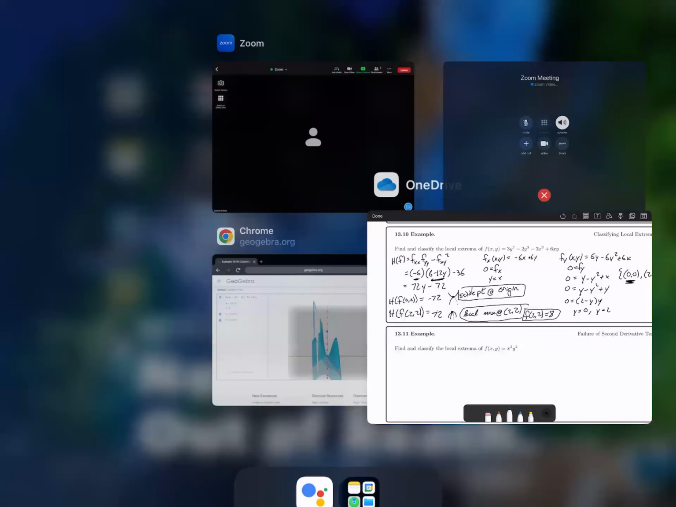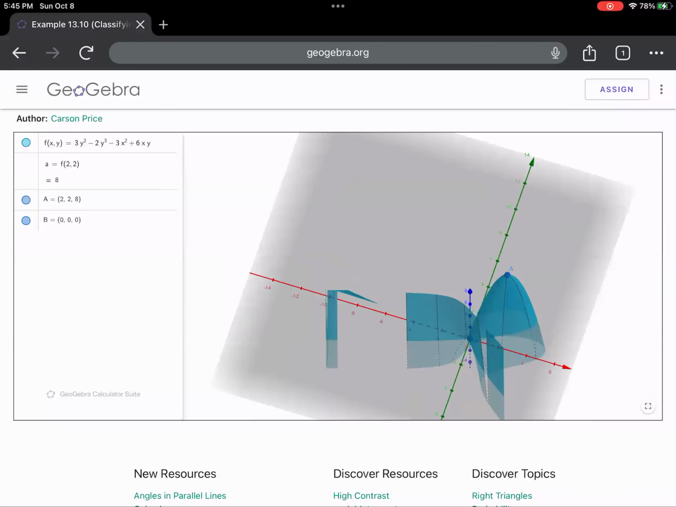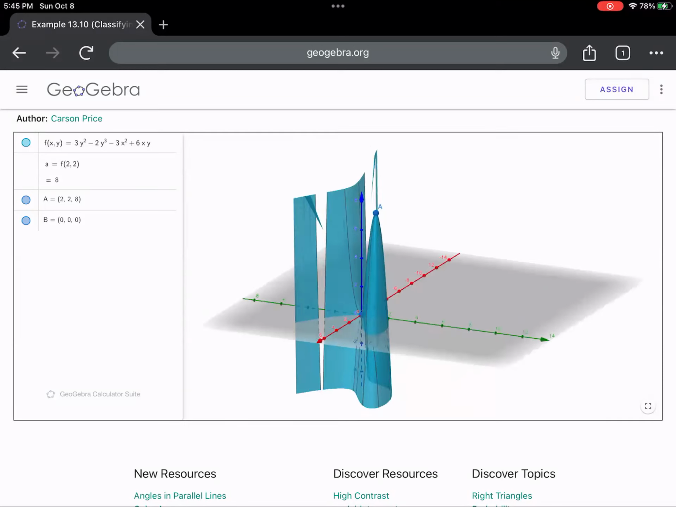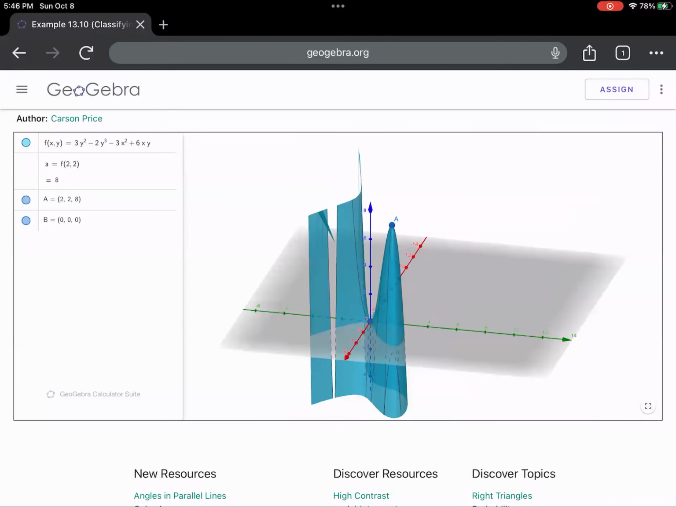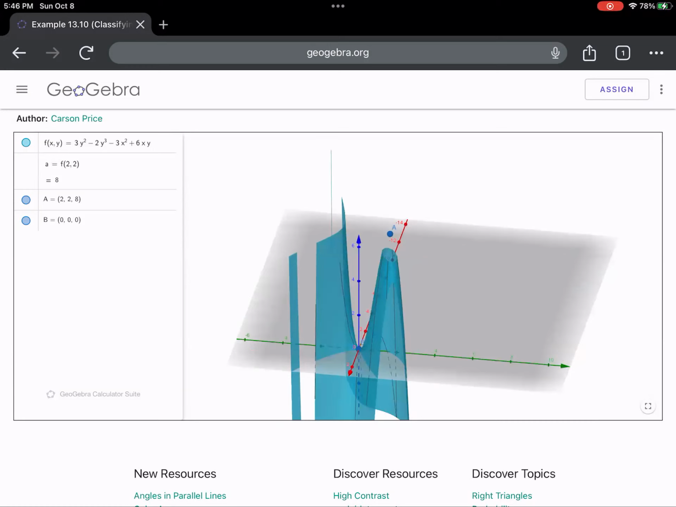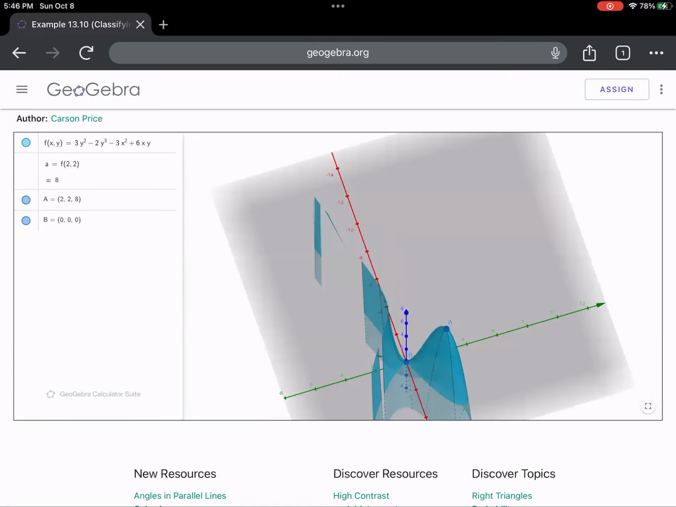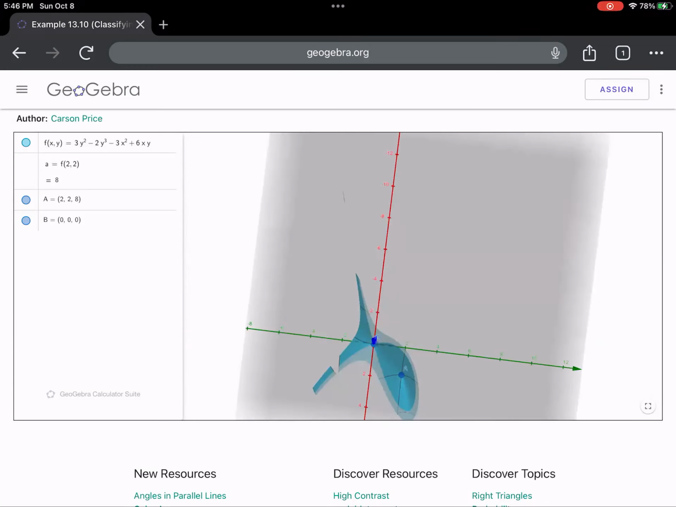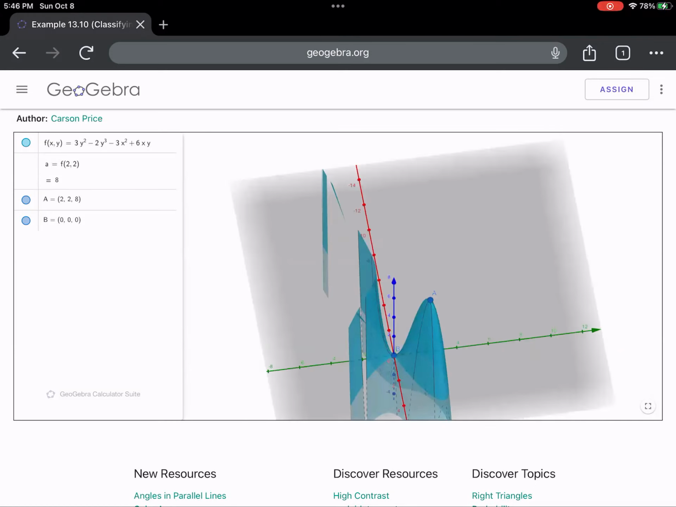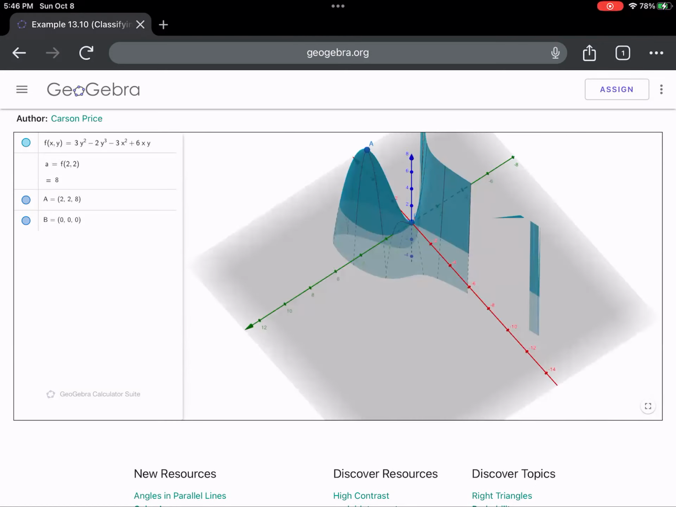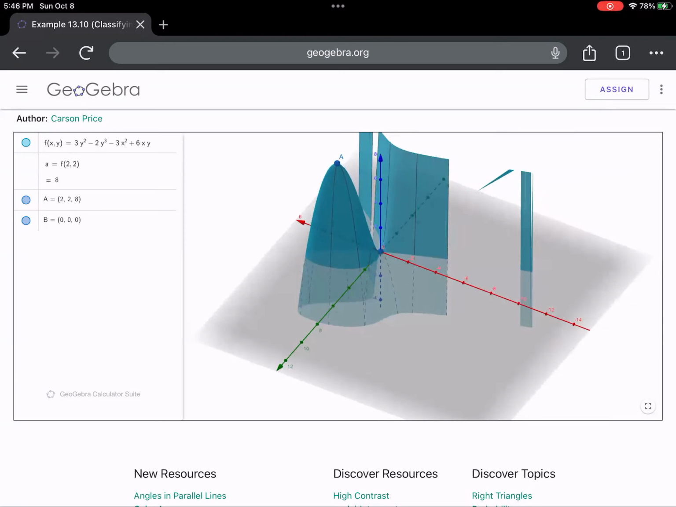Let's look at the picture. This is that function. And we see right there at point A, a local maximum resting over the point x equal to 2, y equal to 2. And at the origin, we see neither a local maximum or a minimum, right? That's a saddle point right there.